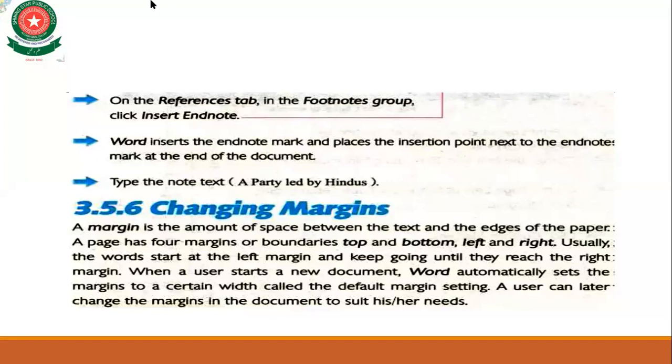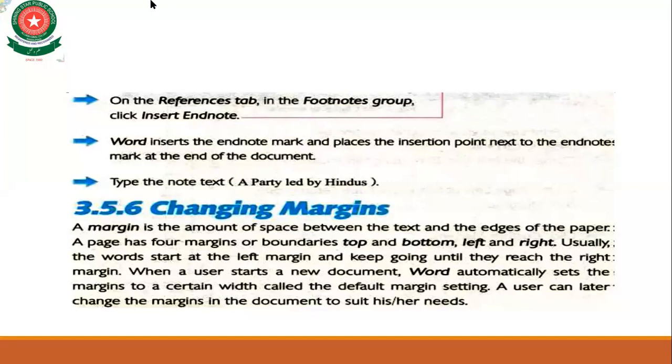Usually words start at the left margin and keep going until they reach the right margin. When the user starts a new document, Word automatically sets the margins to a certain width, called the default margin setting. A user can later change the margins in the document to suit his or her needs.